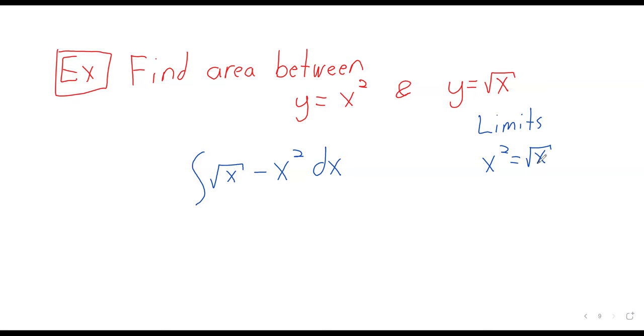I mean, in particular, this is a calculus class, and if we have messier curves than this, I don't want your calculus homework to be 10 minutes trying to solve algebraic equations. So I always just find these limits graphically. How you find these points of intersection graphically is going to depend on your graphic utility.